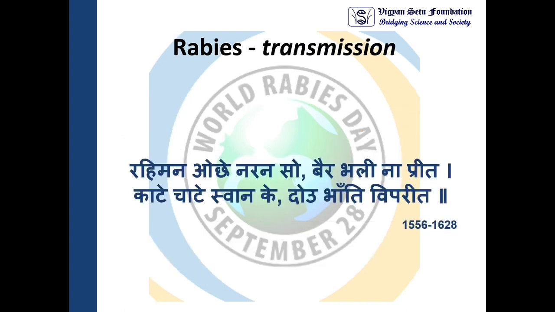Roughly 4 centuries ago, Rahim the poet referred to the mode of rabies transmission in a very subtle way through a couplet or doha, which goes like, Rahiman oche naran so, bear bhalina preet, काटे चाटे स्वान के दो भांति विपरीत, which means the bite exposures or even non-bite exposures both are equally perilous.